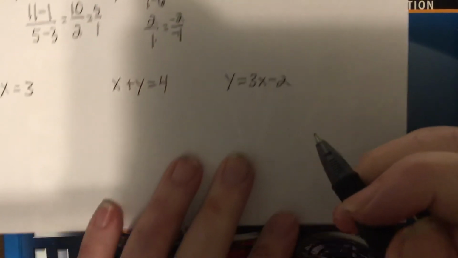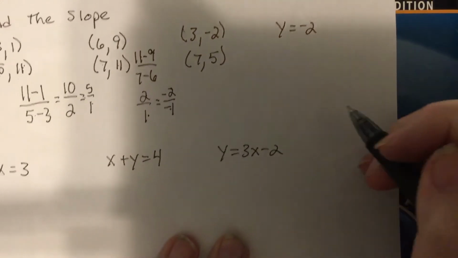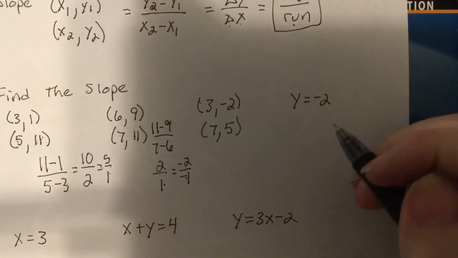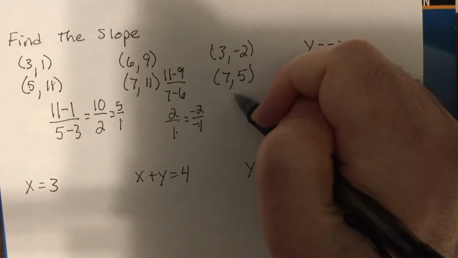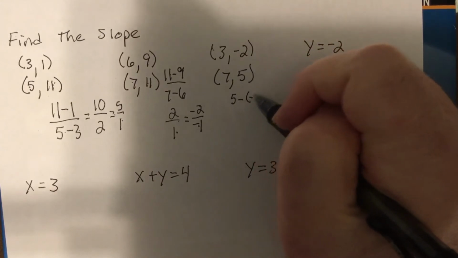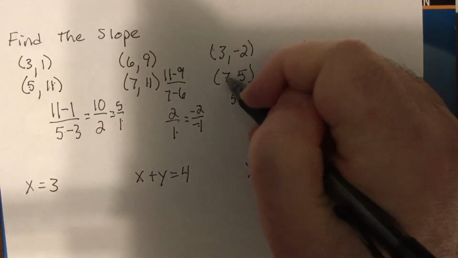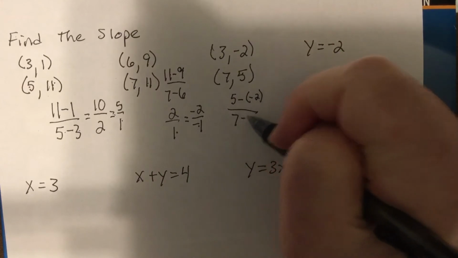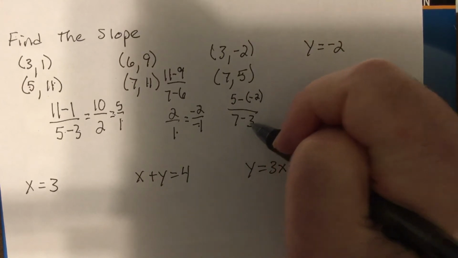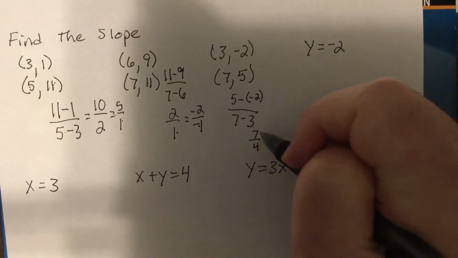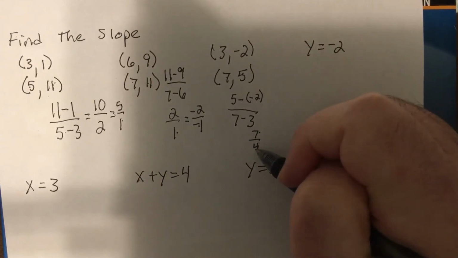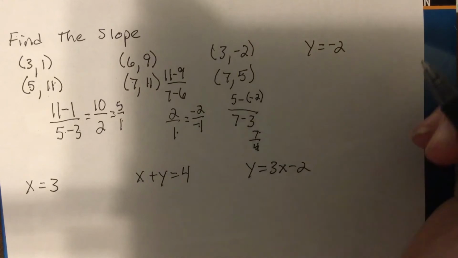Now we're going to actually graph tomorrow. Not tomorrow, the next video. I got to wake up. So 5 minus a negative 2, start with 5, over 7 minus 3. So that's 7 over 4. So up 7, right 4, or down 7, left 4.